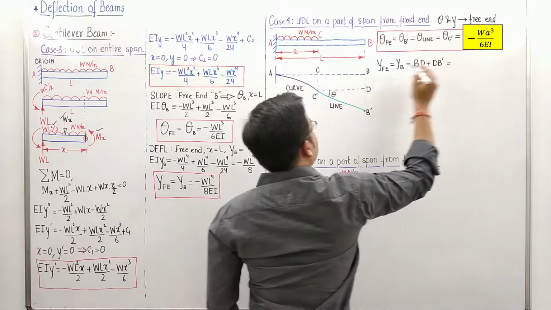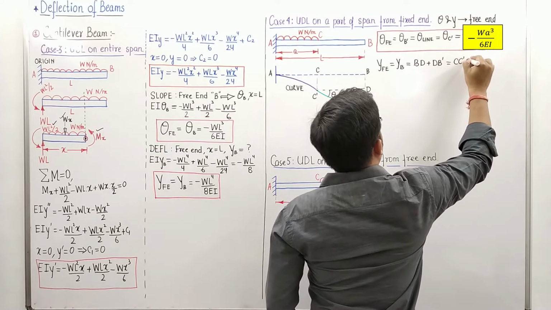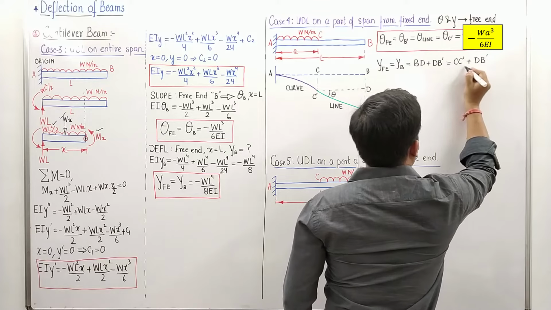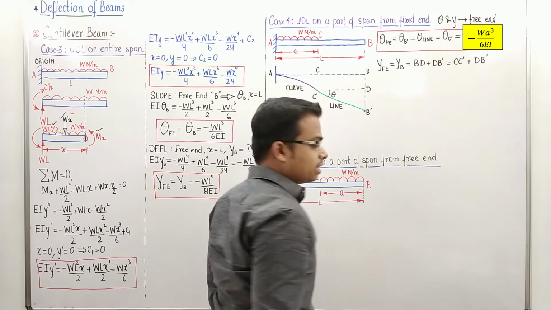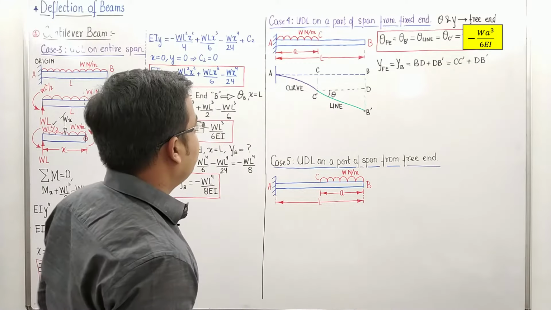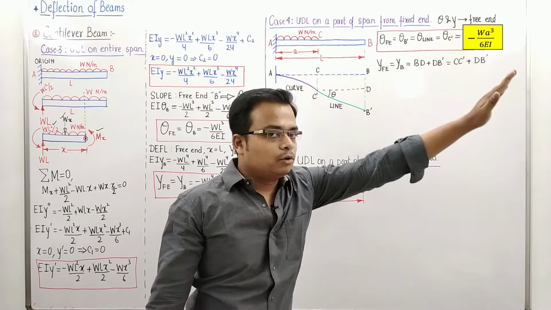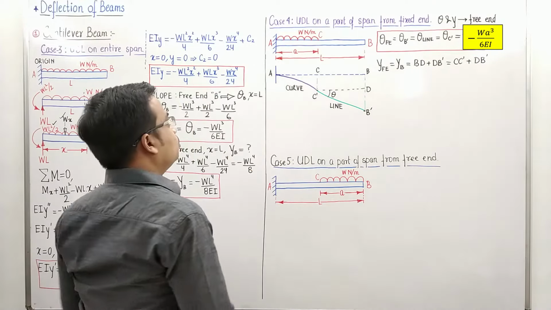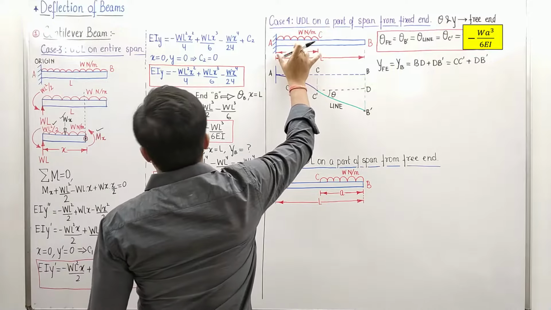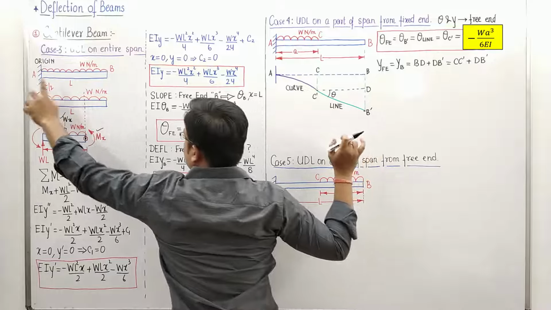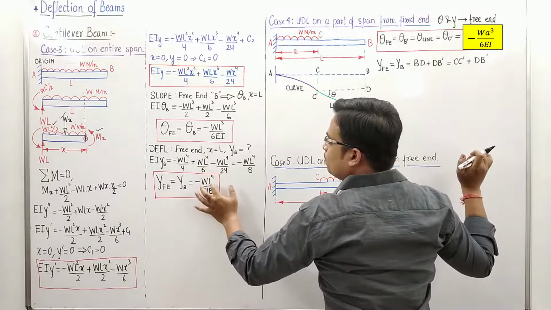BD is equal to CC dash, it's quite obvious. CC dash plus DB dash. So your objective right now is to work out the values of CC dash and DB dash. Can you do that? Well, yes, you can do that. Once again, I'm telling you, forget any portion beyond this C or towards the right of C. If that is so, the length of the beam here is A. In that case, if the length is L, the deflection is WL power 4 upon 8EI.